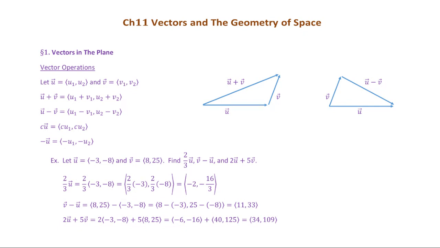For 2u plus 5v, you just multiply u by 2 for the components, and 5 to the components of v, and add them up. So you get 2 times -3, -8 plus 5 times 8, 25. Then you distribute 2 in the first term, you get -6, -16. And you distribute 5 to the second term, you get 5 times 8, which is 40, and 5 times 25 is 125. And then you add x components and y components separately for those two vectors. So you get -6 plus 40, which is 34, and -16 plus 125, which is 109. So these are the components for the new vector 2u plus 5v. Okay, it gives you another vector.